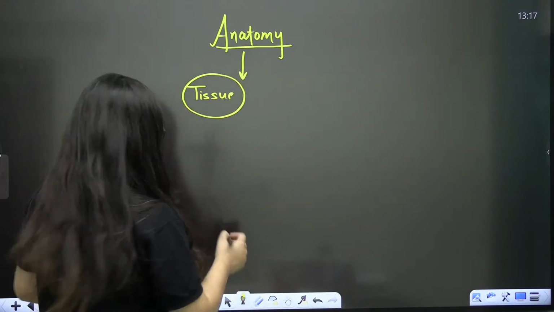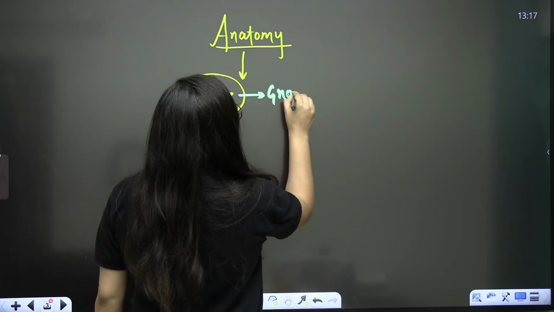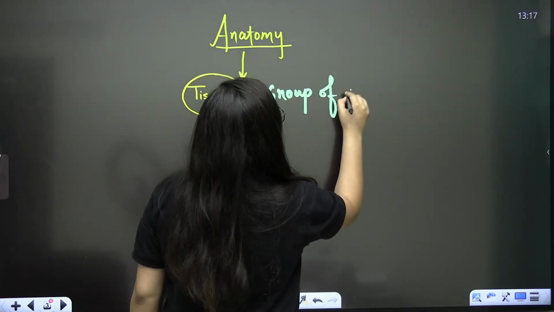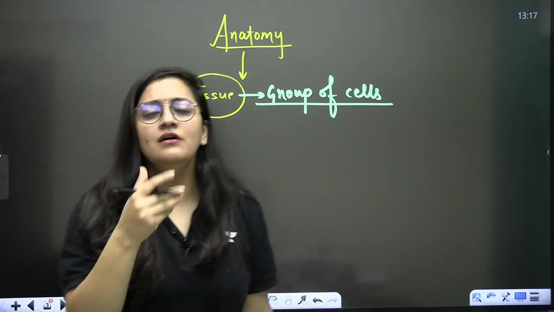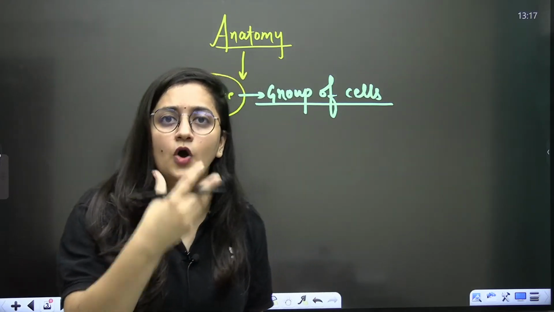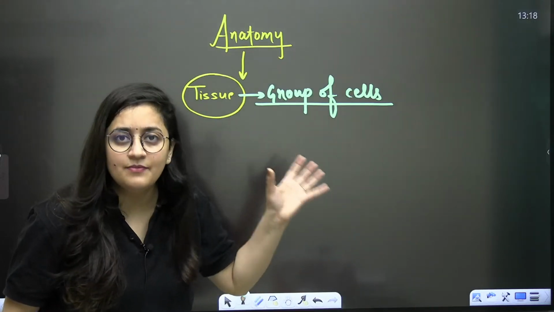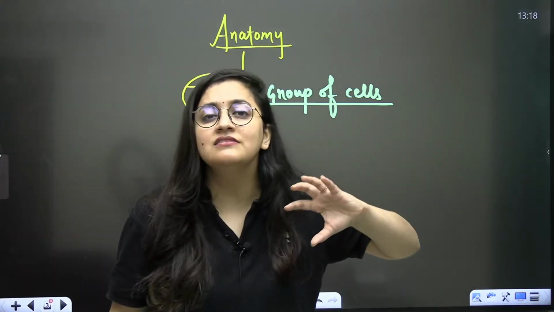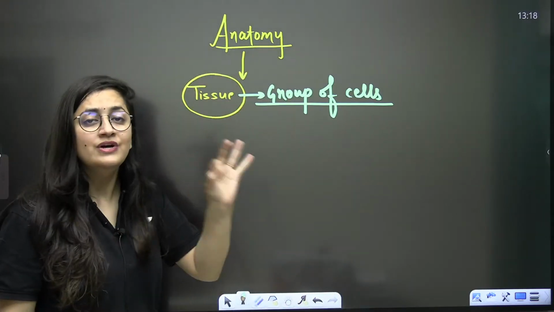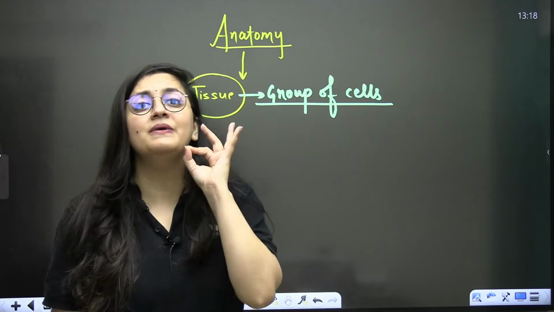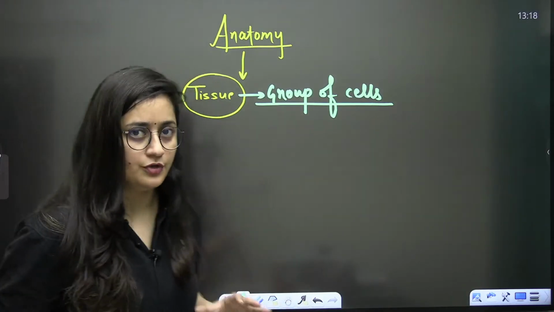Exactly, it is a group of cells. You are right. Tissue is a group of cells having similar structure, similar function, and the same origin. So what is the most important thing when we talk about the tissue? That the origin of cells should be the same, right? That's the most important point.